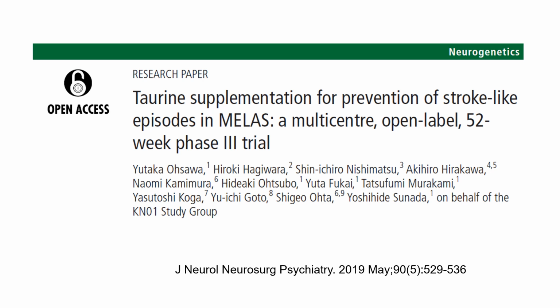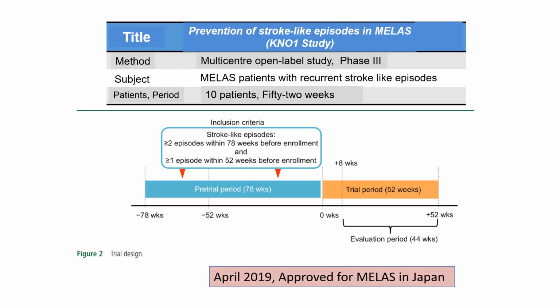This is a paper on taurine supplementation for MELAS, a multi-center open label 52-week phase 3 trial, published in 2019. So this is the design of the clinical trial. A multi-center open label phase 3 study, and the subjects are MELAS patients with recurrent stroke-like episodes. There were 10 patients, for 52 weeks.